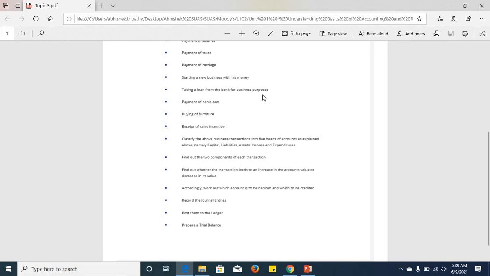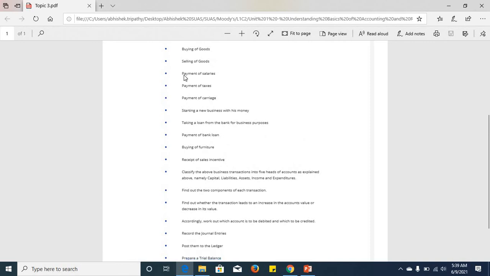Taking a loan from the bank for further business process, payment of bank loans, buying of furniture, receipt of sales incentives. Classify the above business transactions into 5 heads of account as explained: capital, liabilities, assets, income, and expenditure. Find out the two components of each transaction. Find out whether the transaction leads to an increase or decrease in the account value. Accordingly, work out which account is to be debited and which is to be credited. Record the journal entries, post them in ledger, and prepare a trial balance. So up till here, you have to do this.